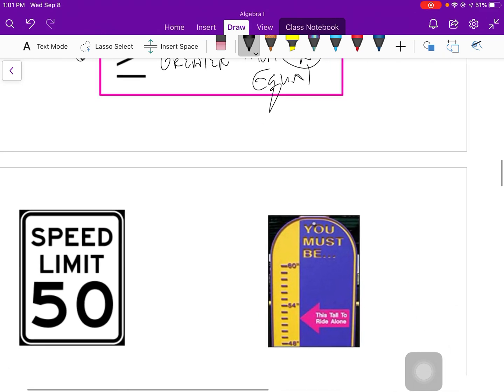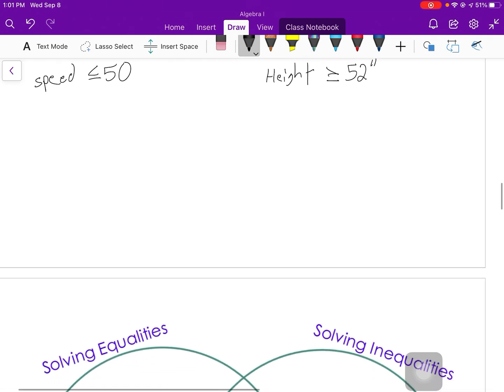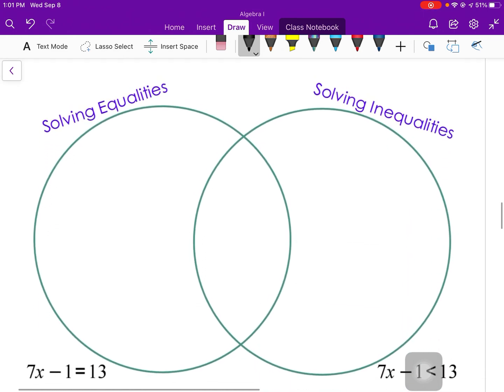Okay. So inequalities: the speed limit is 50 miles per hour. So if you're following the law, your speed has to be less than or equal to 50. If you want to ride this ride, you've got to be taller than that measurement. The measurement looks like 52 inches. So your height would have to be greater than or equal to 52 inches. Okay, we have inequalities all over the place, mostly with grades.